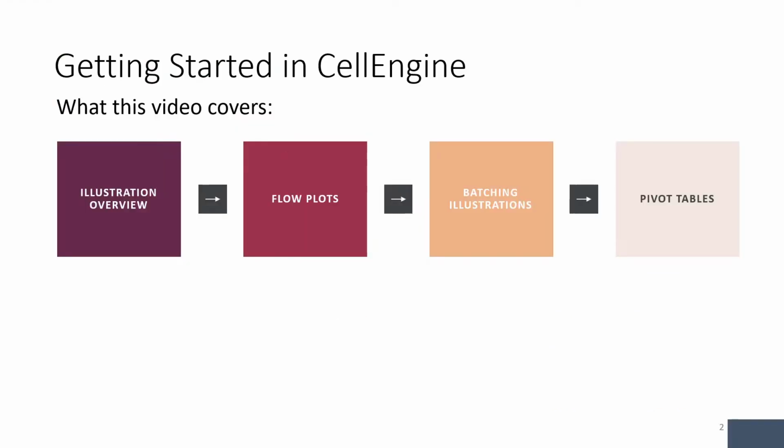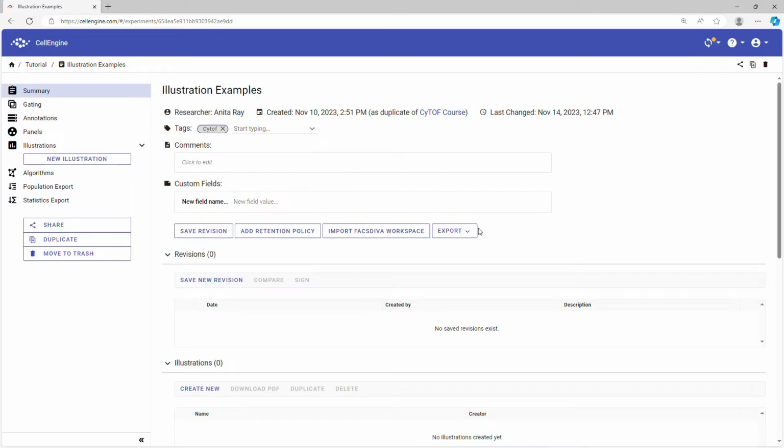Today, we're going to do an overview of the illustration page where figures can be created and arranged. We'll make flow plots, including histograms and dot plots, and look at some of the features you can use to organize components and batch illustrations to automatically generate additional pages of figures. Then we'll look at pivot tables, which can automatically generate grids of flow plots, and discuss how they can be organized for a variety of purposes. Let's switch over to CellEngine.